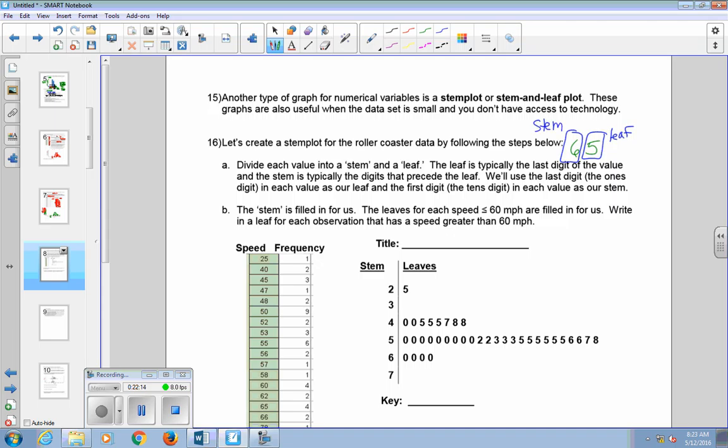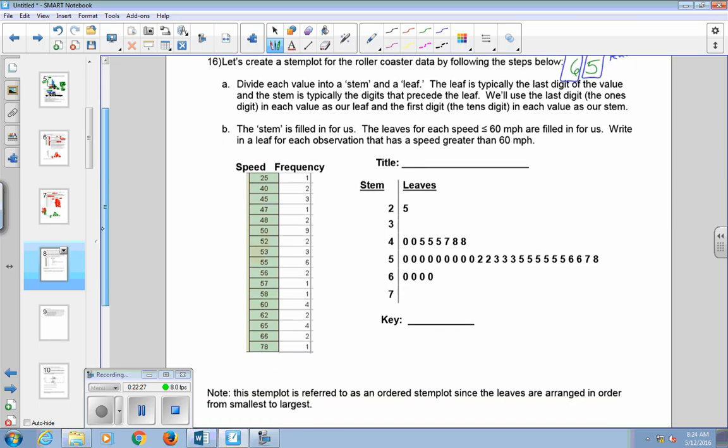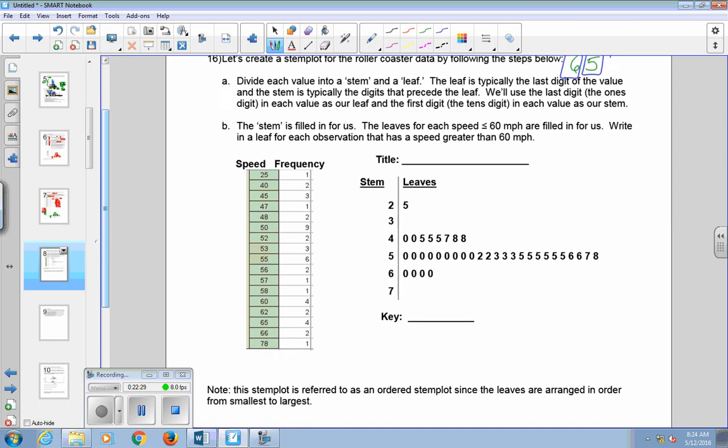Okay. In part B, the stem is filled in for us in the graph below. The leaves for each speed less than or equal to 60 miles per hour are also filled in for us. We're going to write in a leaf for each observation that has a speed greater than 60 miles per hour. So greater than 60, we've got to look at these roller coasters down here. So note, there are 4 speeds of 60. Here are the 4 speeds representing those 4 coasters.